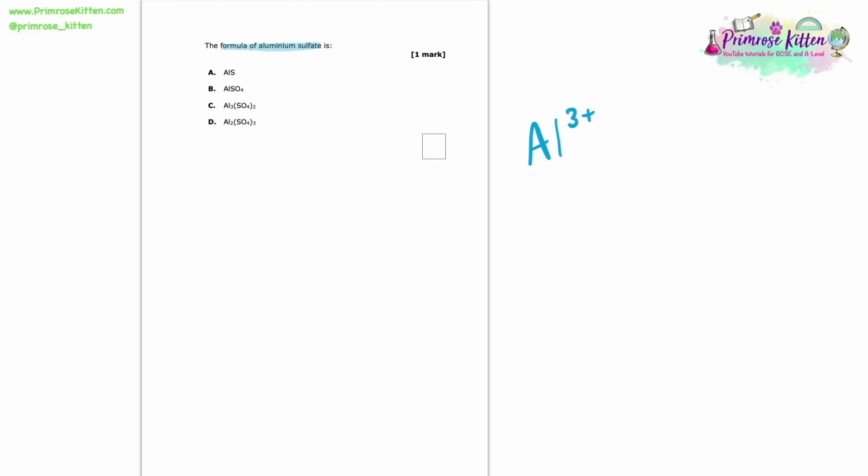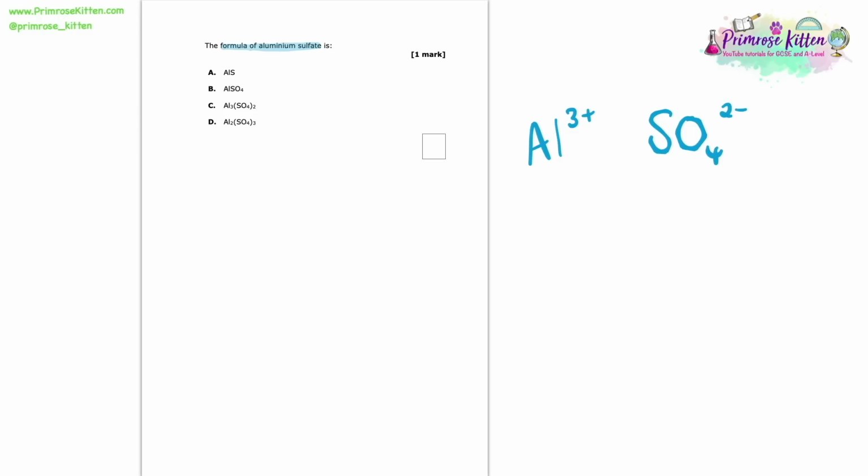Now because it's in group 3 and it has 3 electrons in its outer shell, it's going to form Al3+ charged ions. Now, sulfate, on the other hand, is something we just need to know off by heart because we can't find sulfate in the periodic table. Sulfate is SO4 with a charge of 2-.